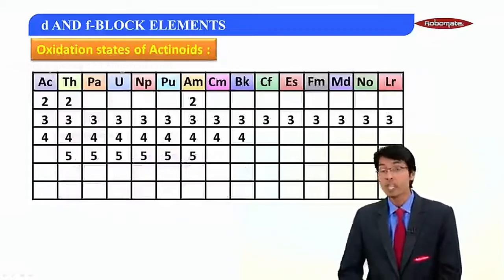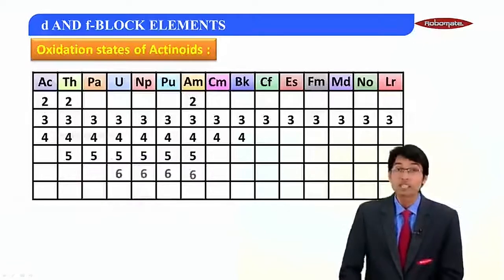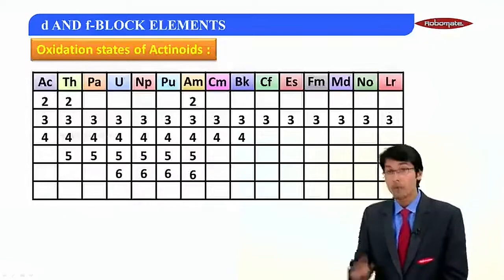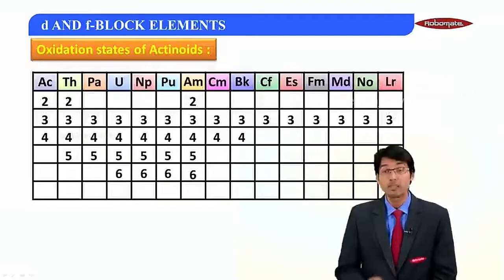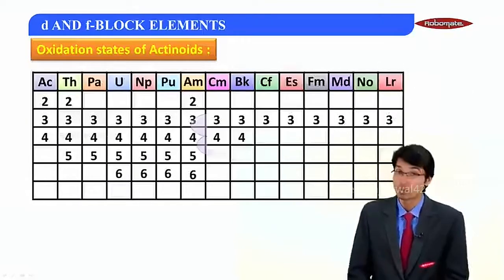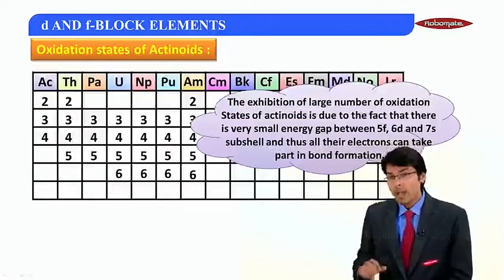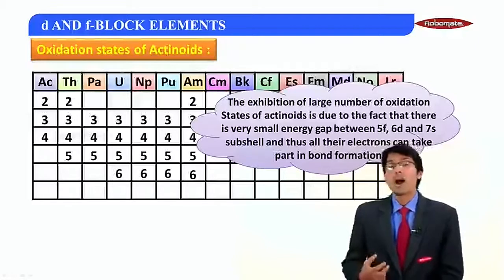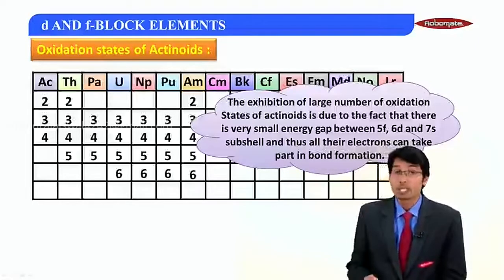Now from thorium to americium, these elements exhibit the +5 oxidation state, but from uranium to americium, the oxidation state value increases and reaches +6. About +6, the actinide series is exhibiting a higher oxidation state, and this is comparable with the d-block elements, that is the transition elements.